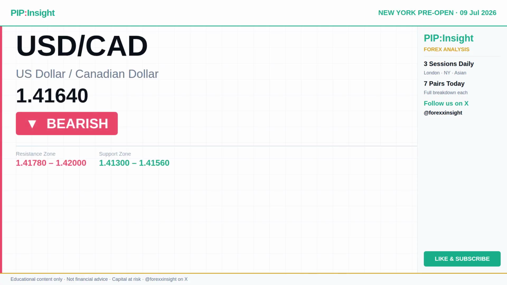Dollar Canada. The chart is showing bearish structure on this session. The 4-hour trend is to the downside and the 1 hour is also pointing lower. Resistance is marked between 1.4178 and 1.42. Support is marked between 1.413 and 1.4156. Here is the full chart breakdown.